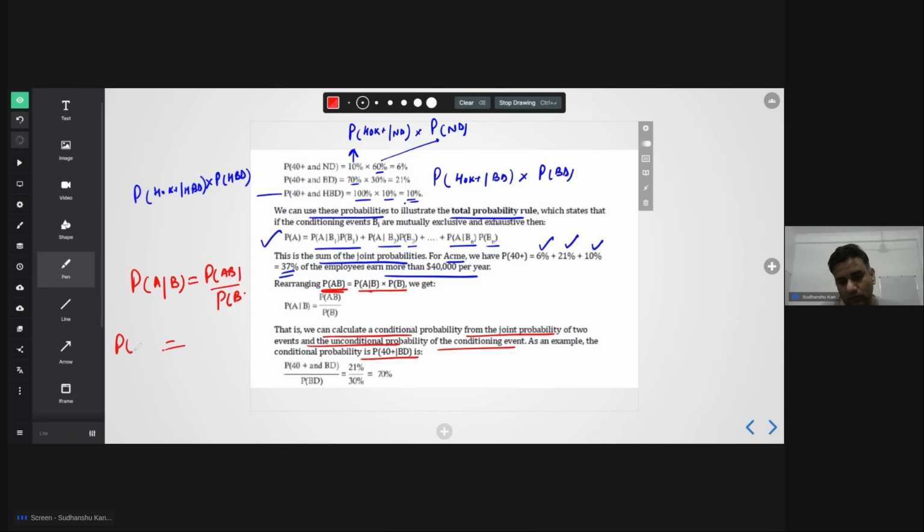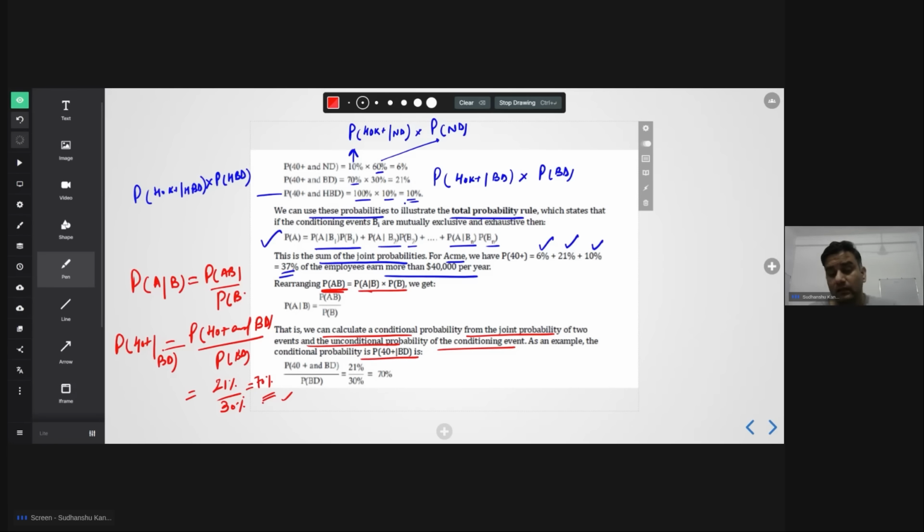So if you have to find something similar, it's a rehashing, I would say. If I have to find 40 plus given BD, I have to take the probability of 40 plus and BD, because it's an intersection, and I have to take the probability of BD, which is your 21% divided by your 30%, which is equal to your 70%. Okay, that's what we get very clearly.